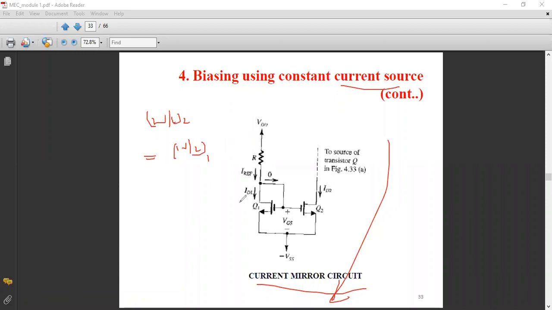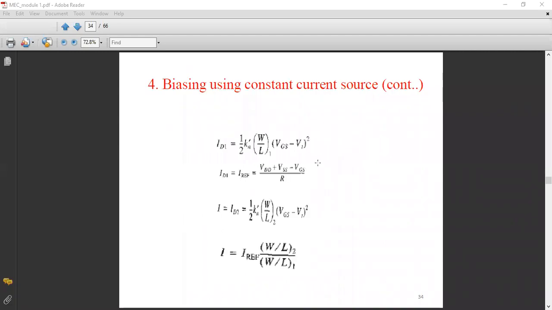If the aspect ratios of the two transistors are the same, then their ratio will be 1:1, isn't it? W by L to the base 2 will be equal to W by L to the base 1. As a result, what will happen? Tell me. Refer to the previous equation, whatever you have written. Substitute that ratio as 1:1. Then what is your conclusion? I equal to I reference. Correct. I is equal to I reference.